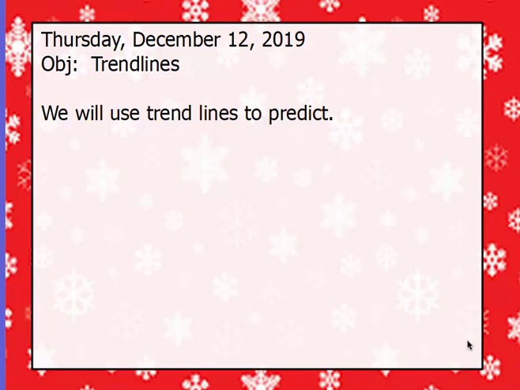Now, this is the third part of our scatter plot series. In the first part we looked at what a scatter plot was. The second part we looked at how to graph a scatter plot. Now the third one is what do I do with that scatter plot once I have it? How can I make predictions using it? So first thing we want to look at: what is a trend line?